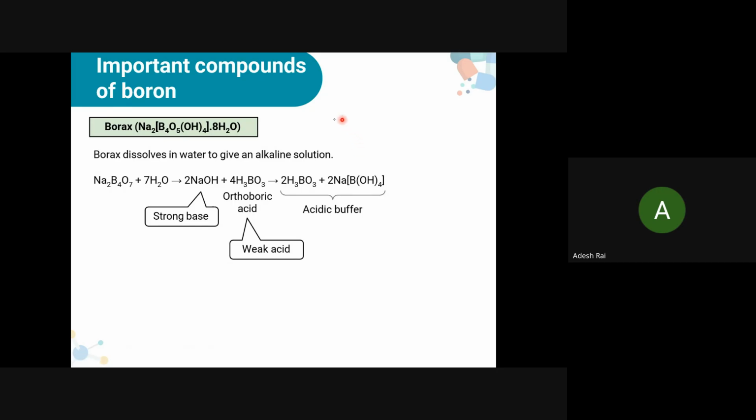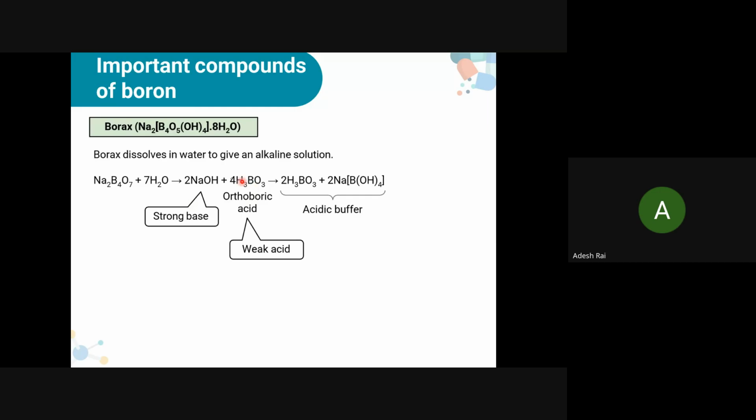So what is written over here? Borax dissolves in water to give an alkaline solution. Okay. And if you see, this is borax. When you add it in water, you get NaOH and boric acid, orthoboric acid. H3BO3 is orthoboric acid, or boric acid is also possible. NaOH is a strong base and this is a weak acid, so they will react with each other.